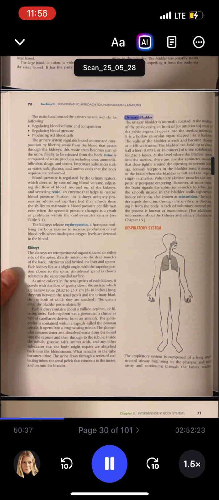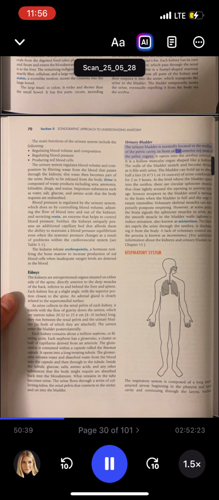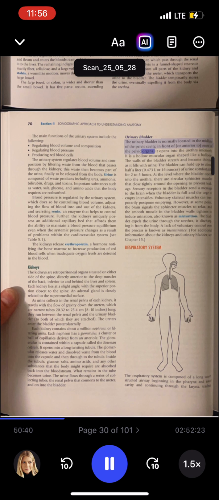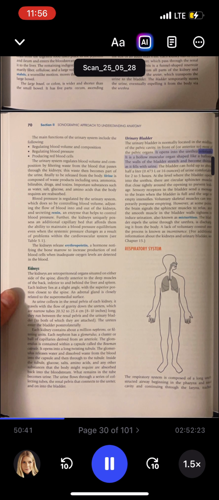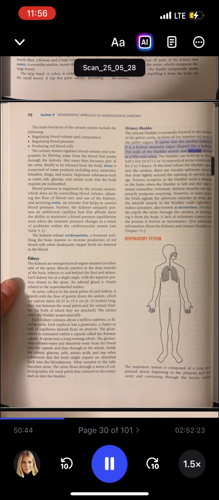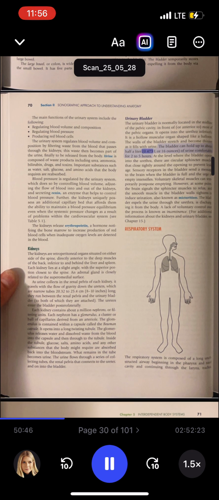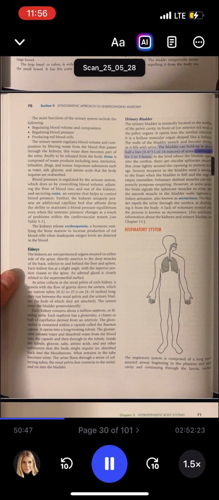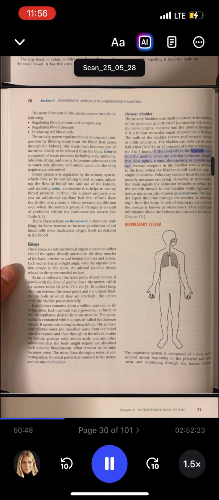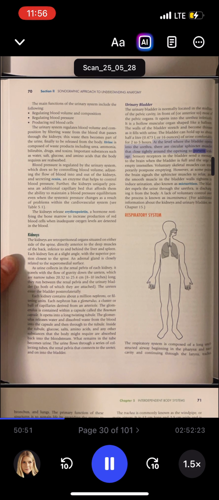Urinary bladder. The urinary bladder is normally located in the midline of the pelvic cavity, in front of, or anterior to, most of the pelvic organs. It opens into the urethra inferiorly. It is a hollow muscular organ shaped like a balloon. The walls of the bladder stretch and become thin as it fills with urine. The bladder can hold up to about half a liter, 0.473 L, or 16 ounces of urine comfortably for 2 to 5 hours. At the level where the bladder opens into the urethra, there are circular sphincter muscles that close tightly around the opening to prevent leakage.